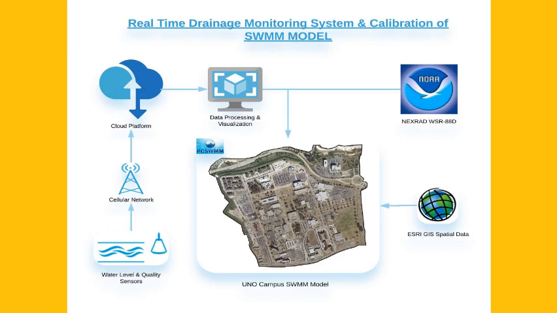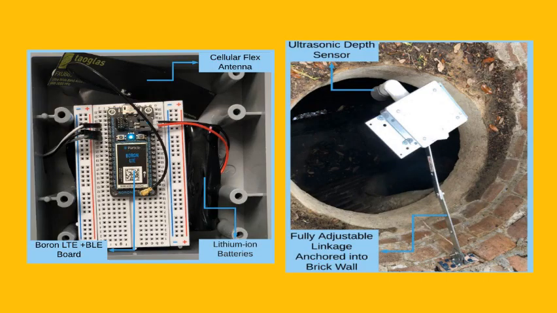The stored data can be pulled into SWMM for model calibration and then analyzed to identify how city officials can prioritize drainage improvements. Currently, we have one water level sensing device that you can see here with its Boron cellular microcontroller, lithium-ion batteries, waterproof enclosure, ultrasonic depth sensor, and adjustable linkages. We have the parts for 5 more devices on the way. We will deploy these 6 under manholes on UNO's campus and collect data to see if we can predict when floodwaters will rise above the street.